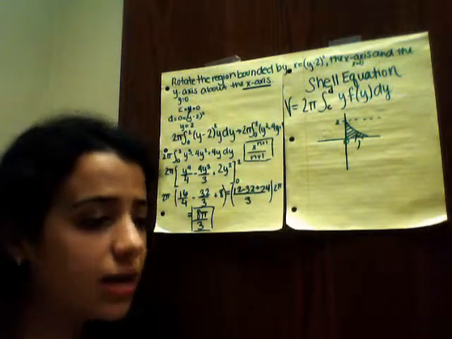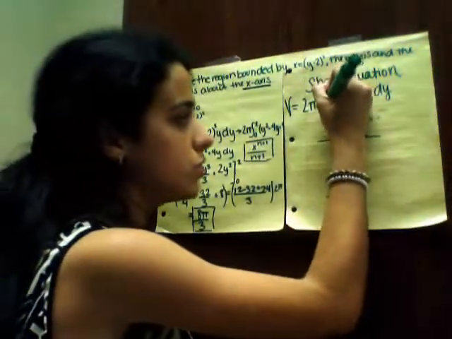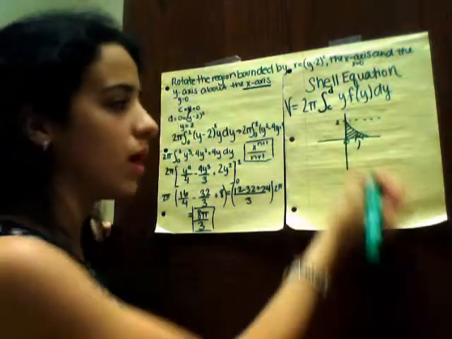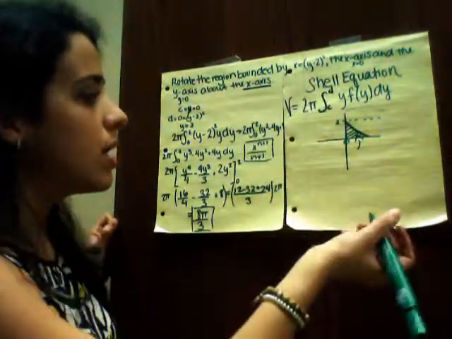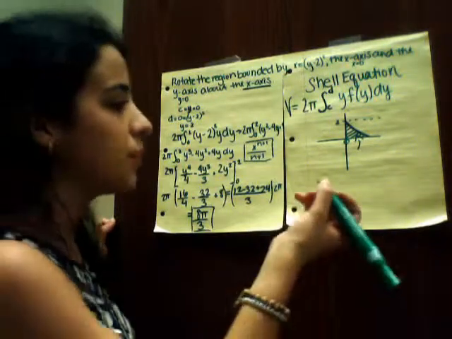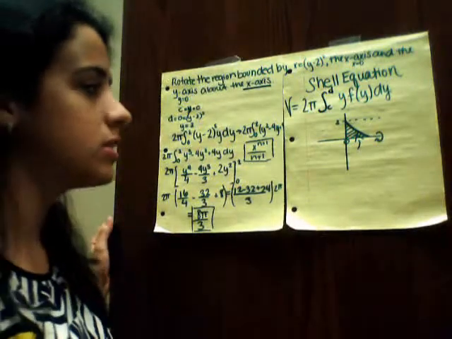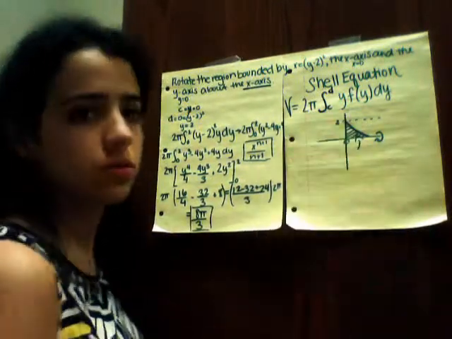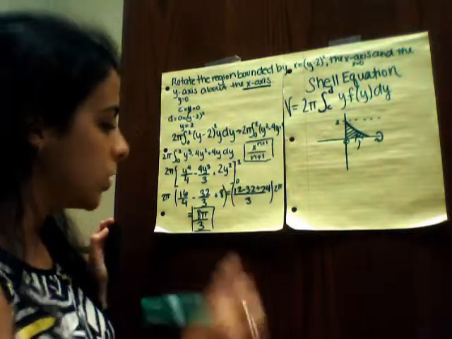Thank you for listening. I hope you can understand that the shell method was used to determine the volume of this shaded region, because we wanted the rotation to be about the x-axis, like when you're doing a shell. So this is your answer.